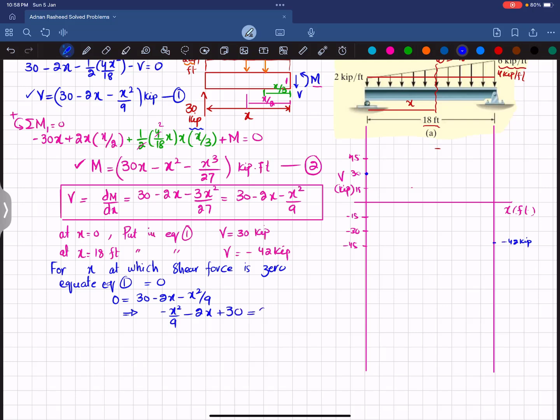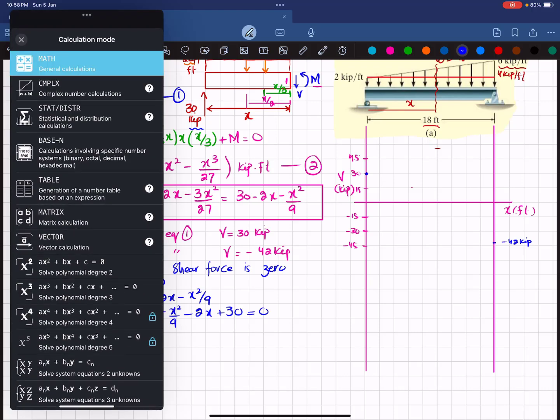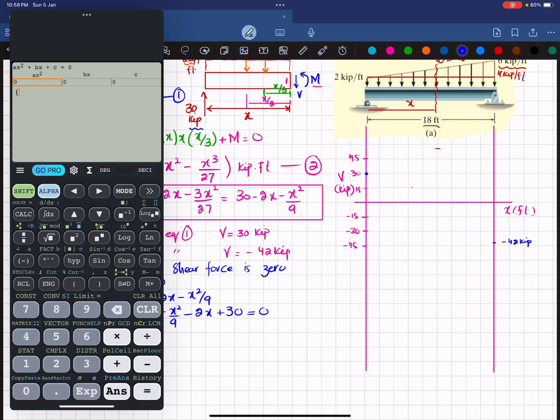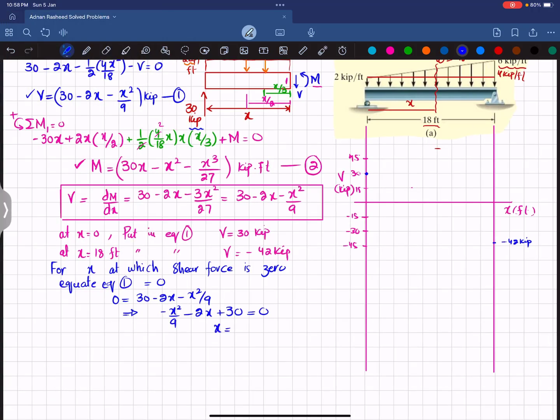By using the calculator, we will solve this quadratic equation. Go to the mode, then go to solve the polynomial of degree 2, and put the values: minus 1 divided by 9 for A, minus 2 for B, and plus 30 for C. When you solve this, you can see one of the roots is 9.734 and the second is negative, so we will neglect that value and choose the one root. X will be equal to 9.735 feet.